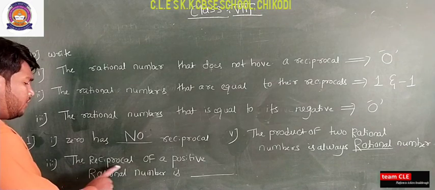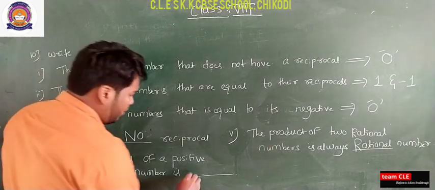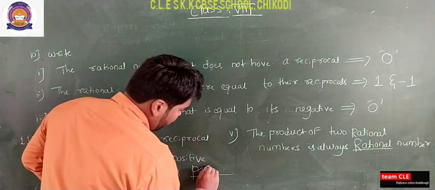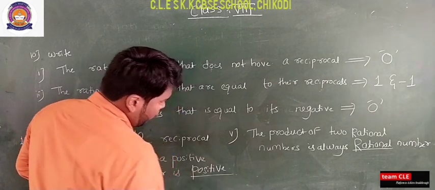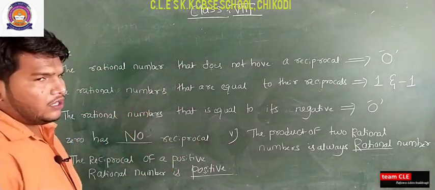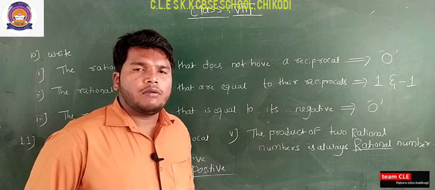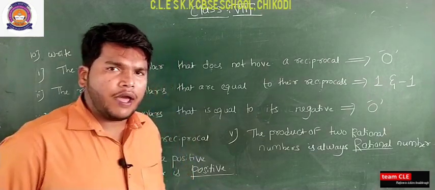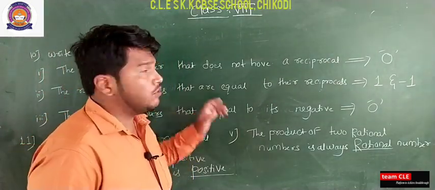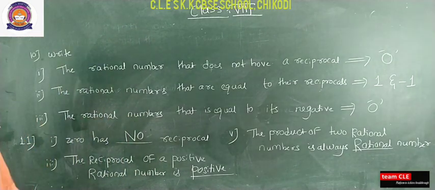Third one, the reciprocal of a positive rational number is always positive. Some more examples are there in the fill in the blanks. You have to solve them by yourself and send them to me on my WhatsApp number. So this completes your exercise number 1.1.